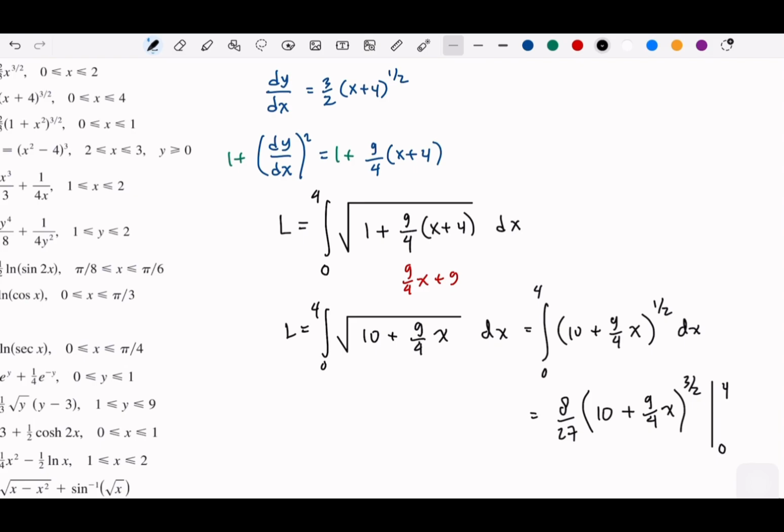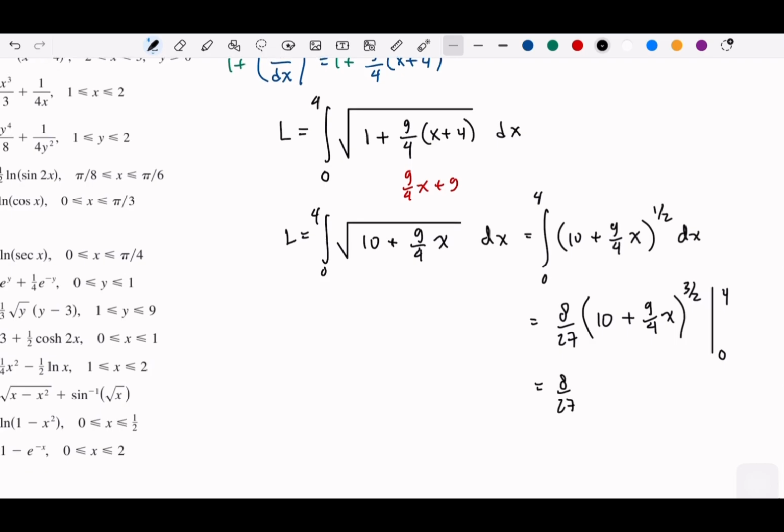So 4. So maybe if you want to force this out, this will be 10, right? Oh, no, no. Let's try 4 first. 4 is 19, right? 19, 3 over 2 minus 10, 3 over 2. Okay, for whatever number, that is how we get the process.